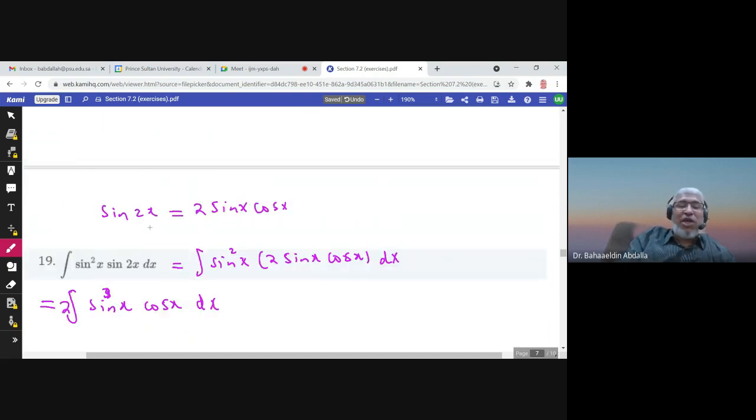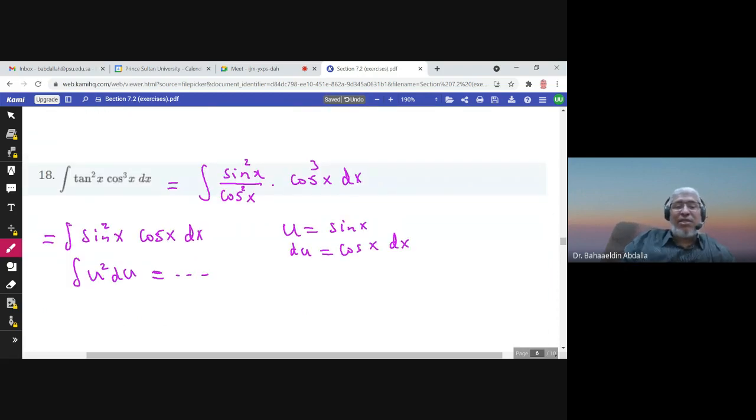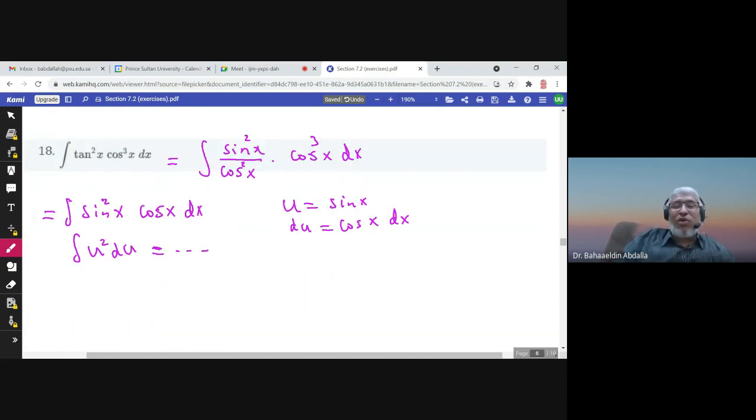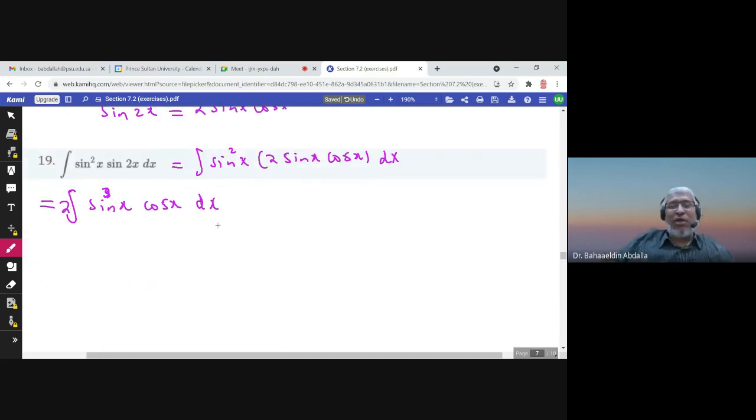So this integral exactly is like this one, sine squared cosine. But you have sine cube cosine. So you will take u equals sine and it would be u cube du. Exactly. All right. So please do it.